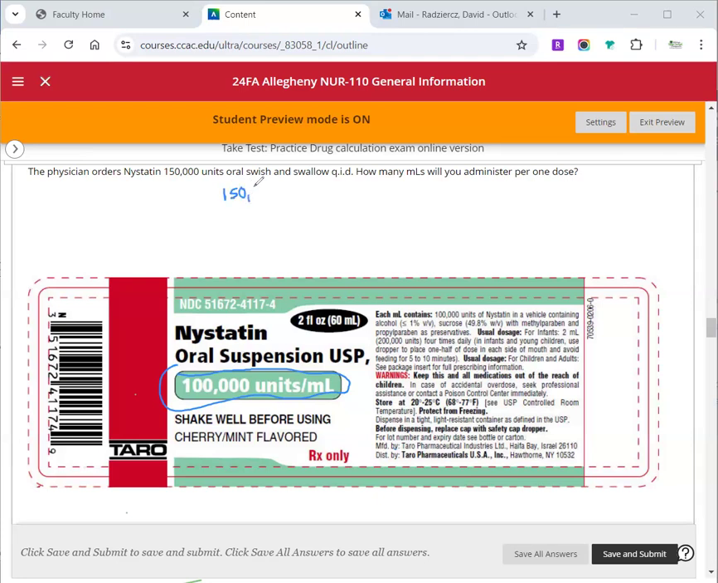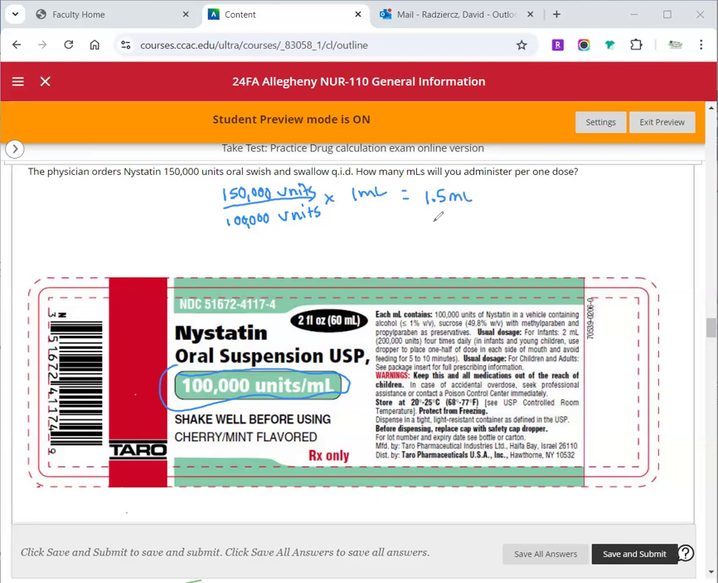And then you're just going to take your order, 150,000 units, over your 100,000 units per milliliter, times 1 milliliter. And then you're going to get 1.5 ml.